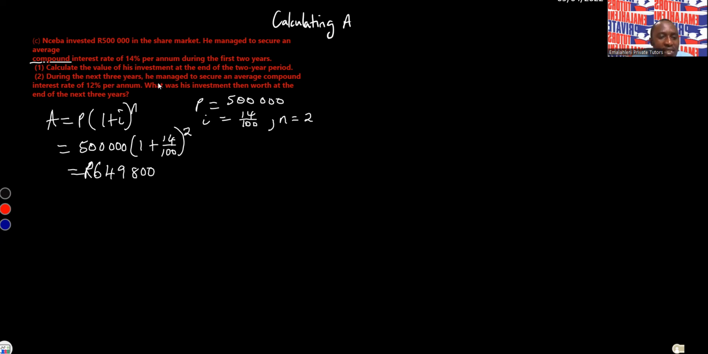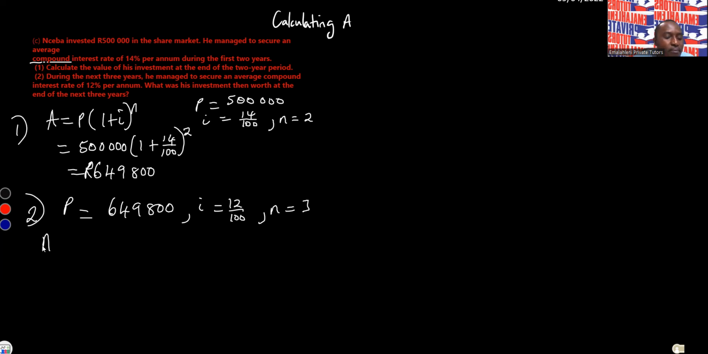Now during the next 3 years, he managed to secure an average compound interest rate of 12% per annum. What was his investment then worth at the end of the next 3 years? So now remember, he reinvested the amount, so we are now dealing with this one as our principal. Our P for number 2 should be 649,800. Then our i should change to 12 over 100, and our n should be 3. Then we substitute: 649,800 times (1 plus 12 over 100) to the power of 3.